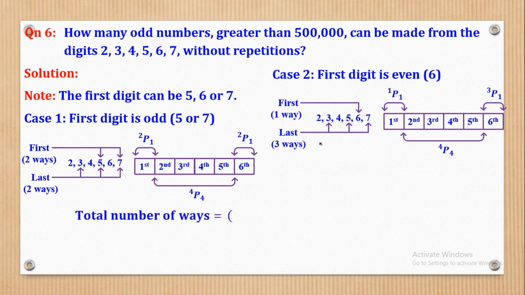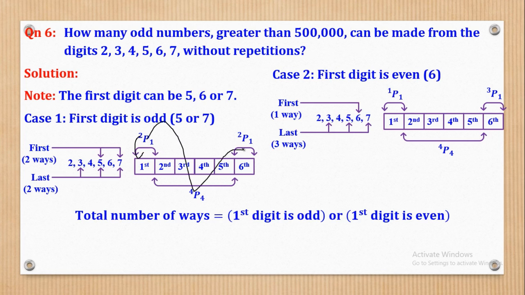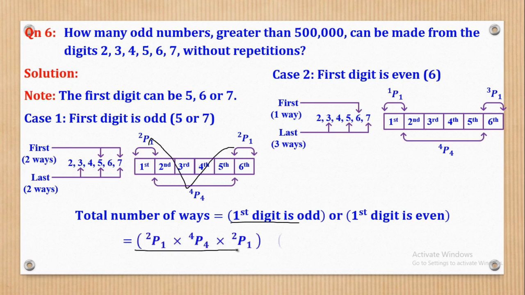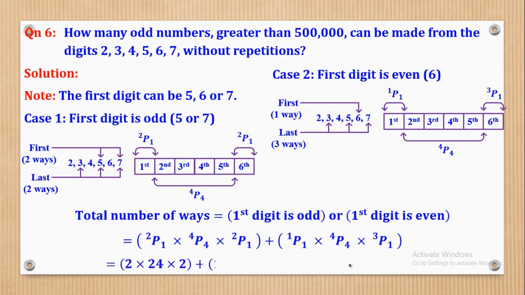Therefore, for the total number, it can either be this times this times this, or this times this times this. Now, the word 'or' means addition. So, for the case where the first digit is odd, we have this times this times this, which is this. Then here, where the first digit is even, we have this times this times this, which is this. And when I use a calculator, I'll come up with this as the required number of ways.